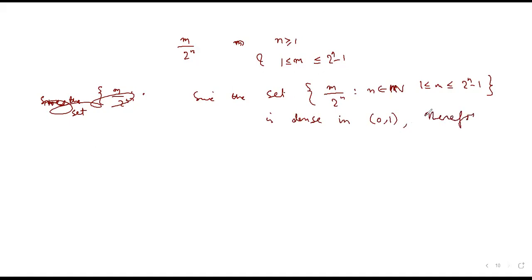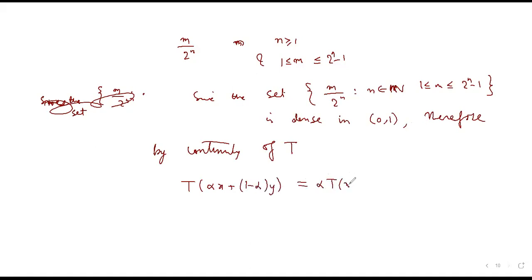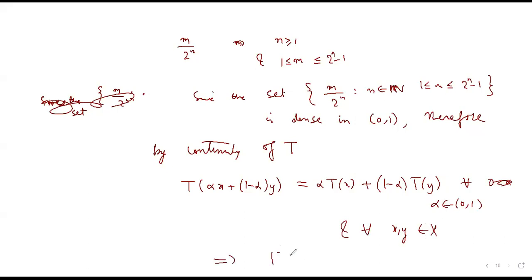Therefore, here we will use continuity. We are given that T is continuous. Therefore, by continuity of T, which I leave to you, you would get T(αx + (1 − α)y) = αT(x) + (1 − α)T(y) for all α belonging to the open interval (0,1) and for all x, y belonging to X, which implies that T is affine.